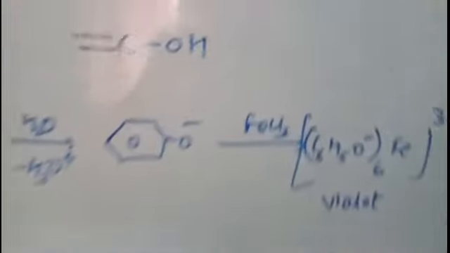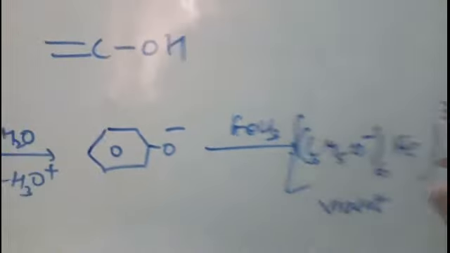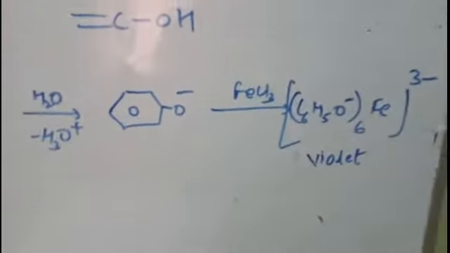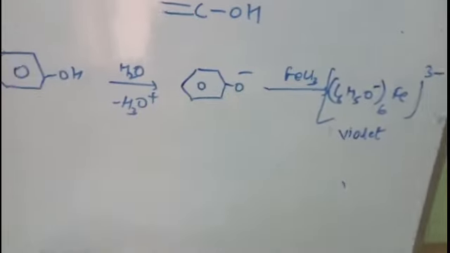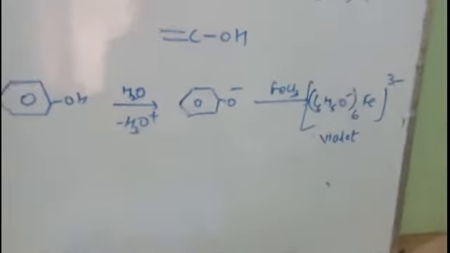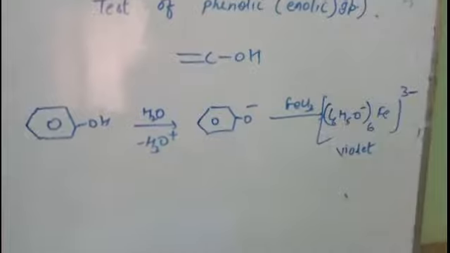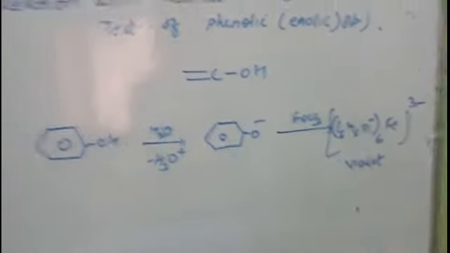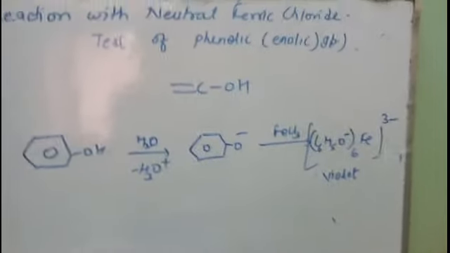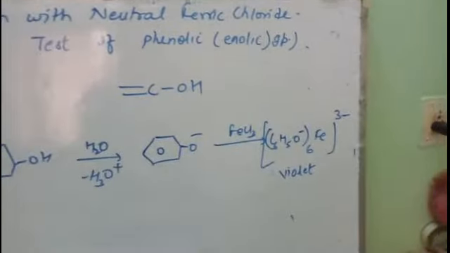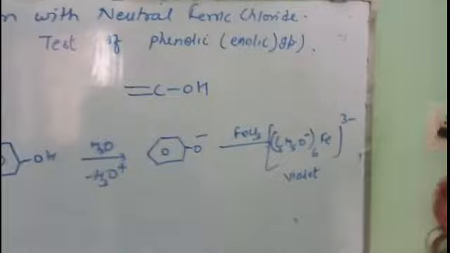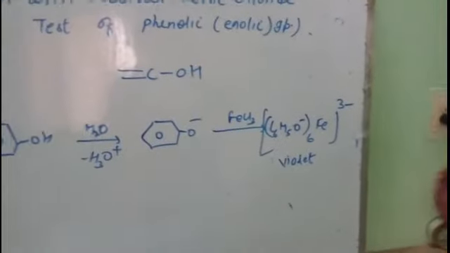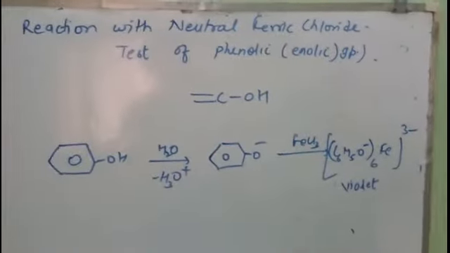Got it? Here you can write Cl3 also, instead of 3 minus, put Cl3. So that violet colored complex will be formed, and this is a test that the phenolic group is present. Others such as alpha naphthol will give you green color, beta naphthol will give you red color. So with different compounds you will get different colors. With phenol you will get violet color, and it is used as the test for the phenolic group.